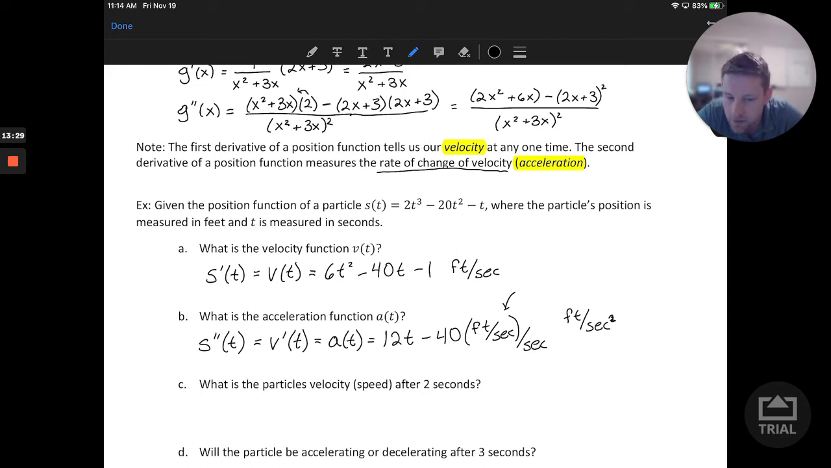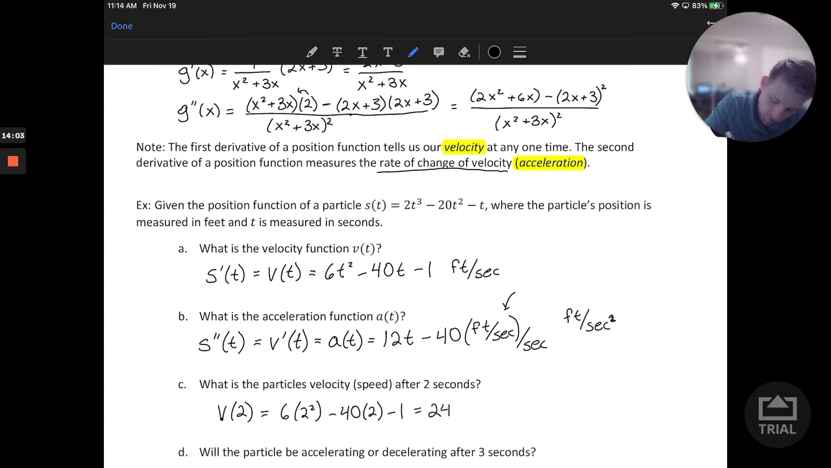Part C asks us to be a little bit more specific at a point in time. What is the particle's velocity or speed after 2 seconds? So here we could say the velocity after 2 seconds is v evaluated at time equals 2. We're just going to evaluate our function, 6 times 2 squared minus 40 times 2 minus 1. So it looks like we'll have 24 minus 80 and minus 1.